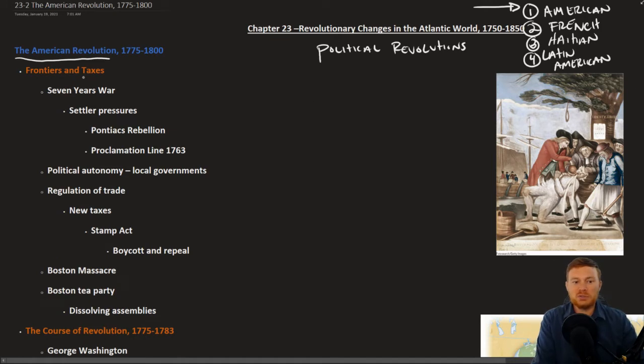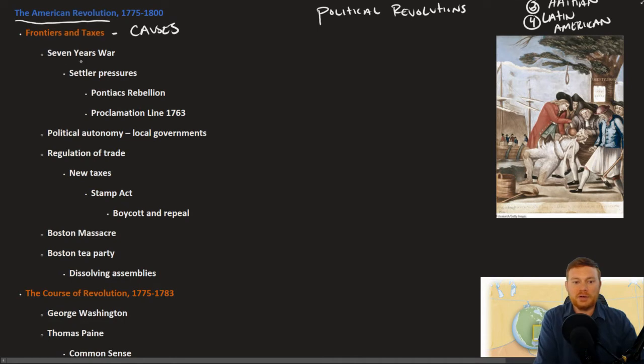So when referring to the American Revolution, we want to look at some of the causes, right? So frontiers and taxes. In fact, last section, 23-1, we talked about the preconditions for revolution, for what made it possible. And among those preconditions were very expensive wars. The 7 Years' War was a war that was fought in North America. It was a war in which the British were victorious, but led to an enormous war debt.